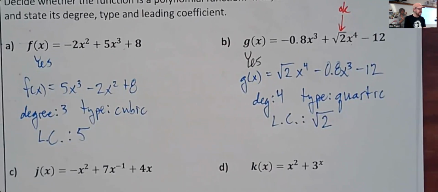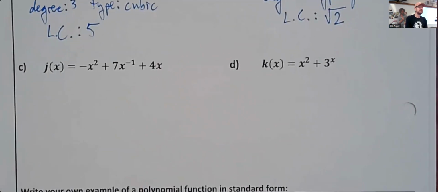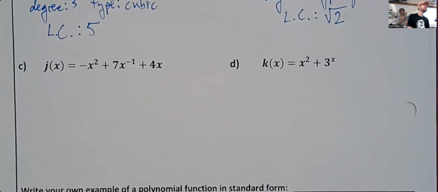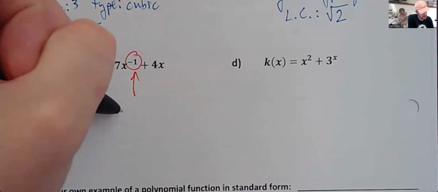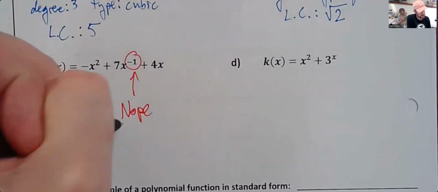All right. C. Is that a polynomial? No. Why not? Why is C not a polynomial? Yeah, there's a negative exponent right here. So, nope.